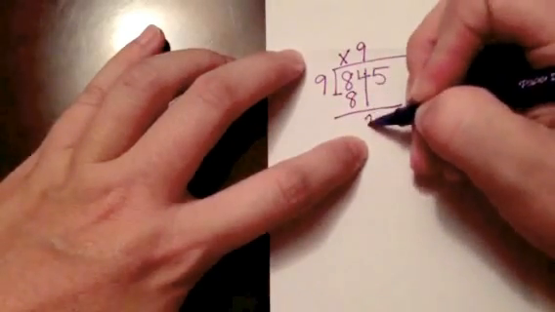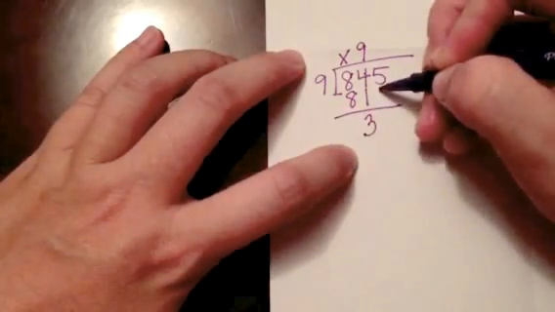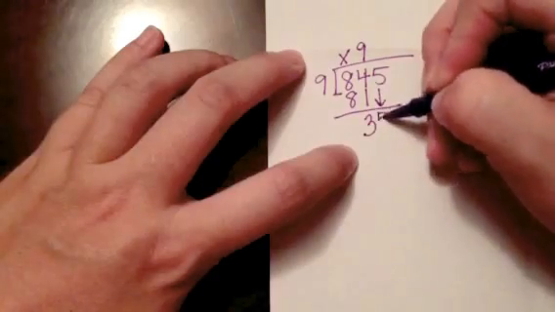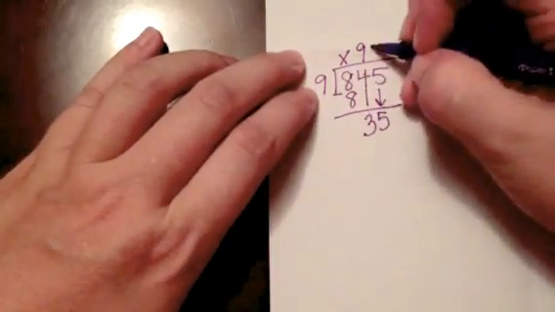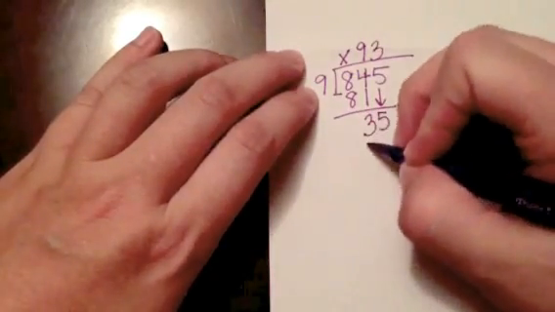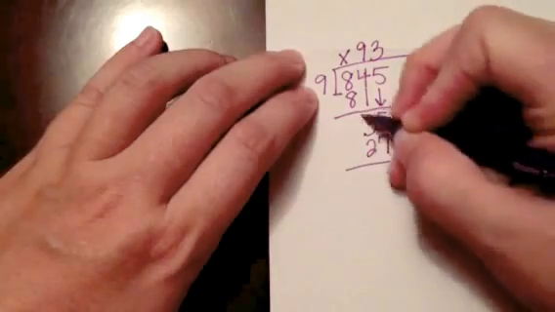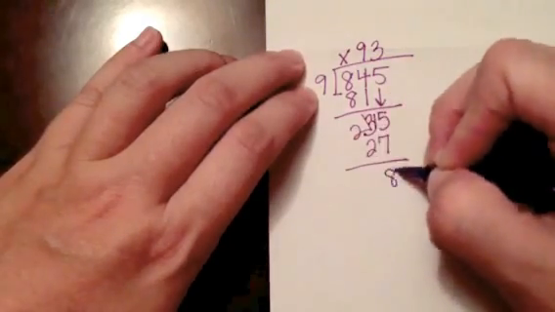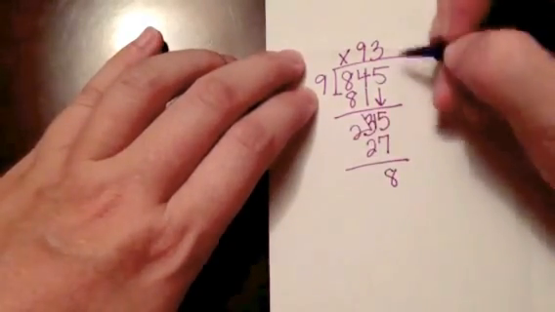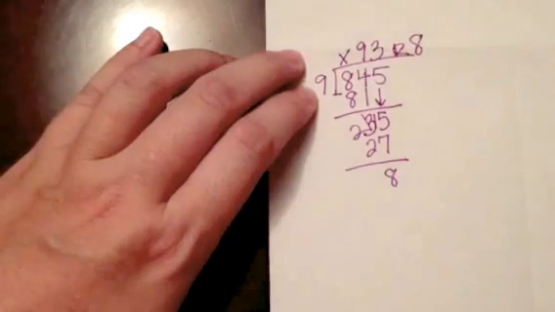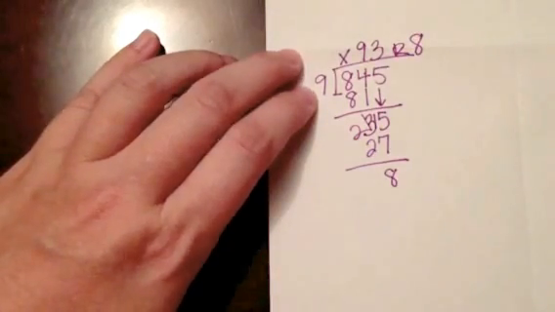So I subtract and get 3. I'm going to bring down my 5. 9 goes into 35 3 times. 3 times 9 is 27. And there's nothing left to bring down, so my remainder is 8.